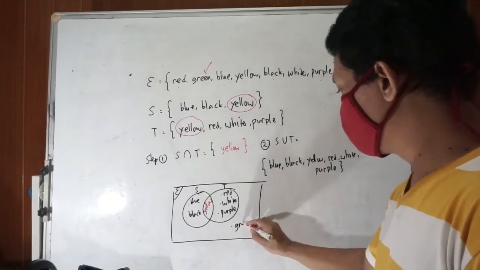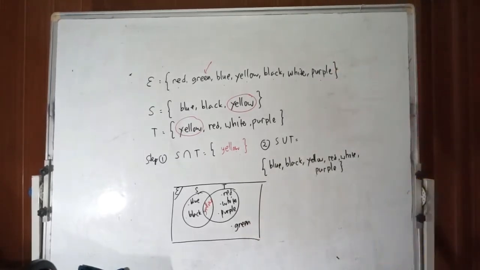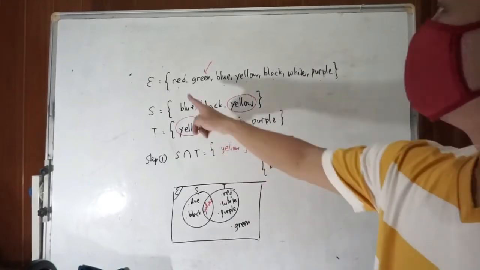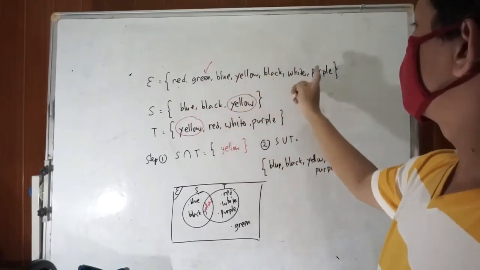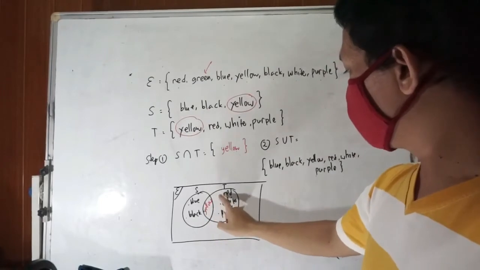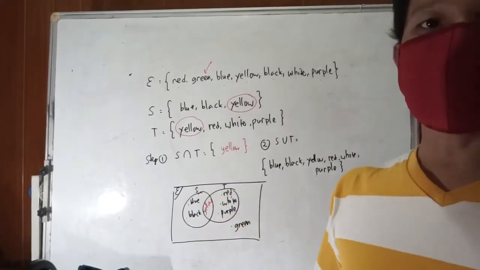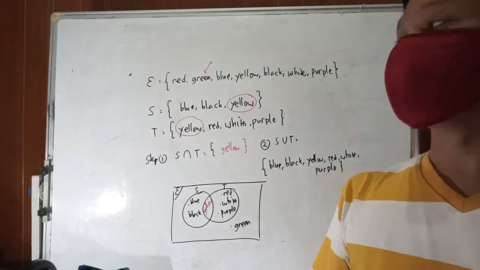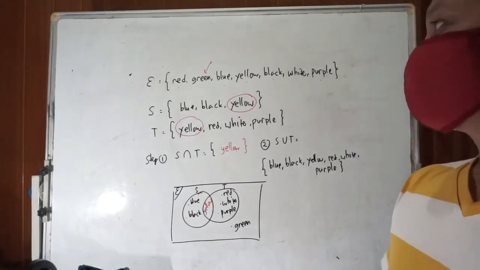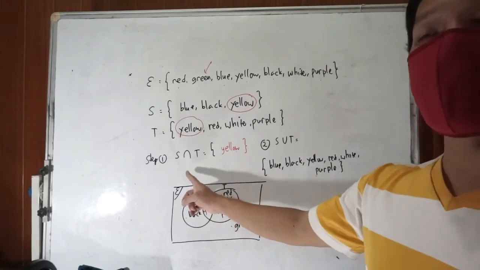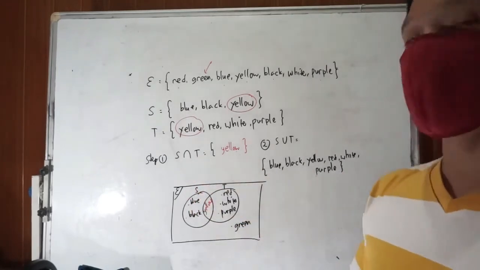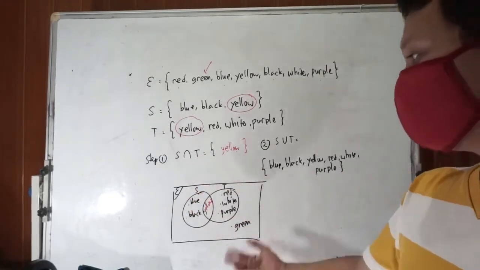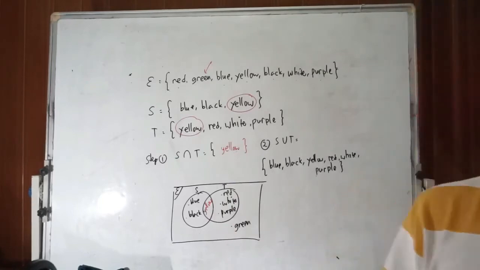We have to write here green. Now we're going to check all the elements for the universal set. 1, 2, 3, 4, 5, 6, 7. That's correct. Complete, right? So this is the Venn diagram for the question S intersection T, and how to draw it in the Venn diagram like this. Thank you.